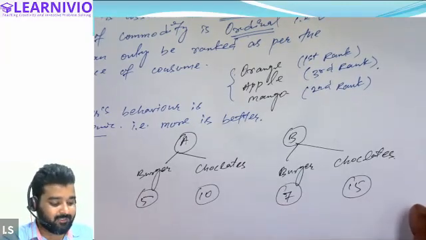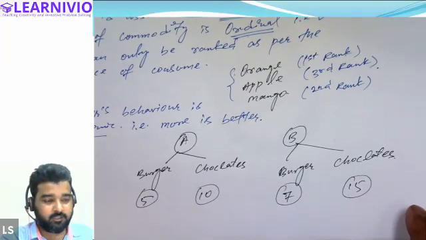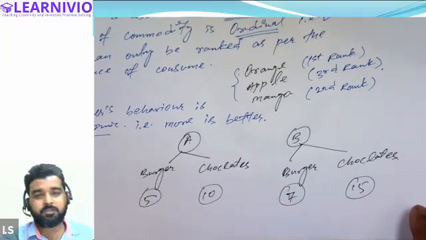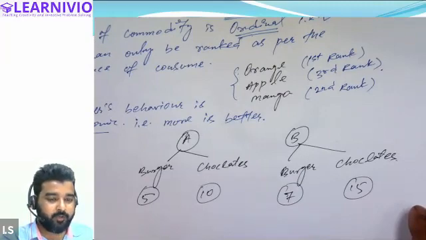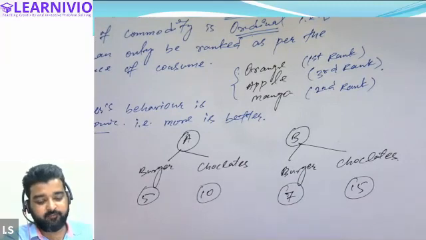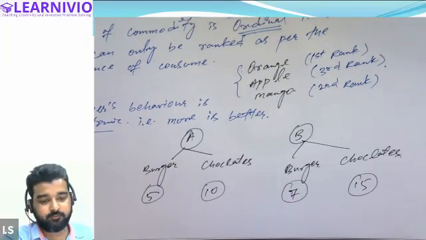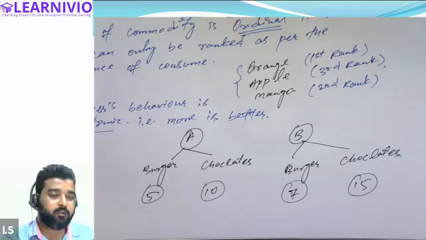Because we assume that the consumer has monotonic preference, because he believes that more is better. So tell me which combination he is going to prefer, A or B, which is better for him, which will provide him more satisfaction? Tell me. B. Why B?